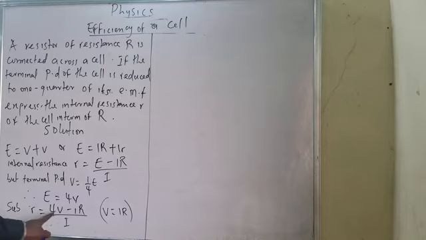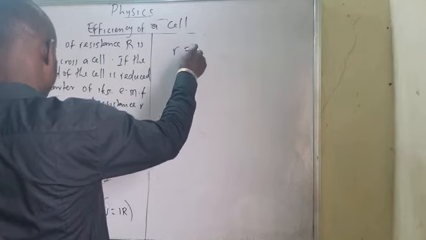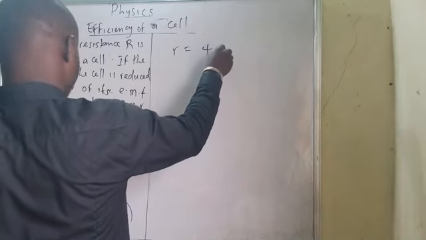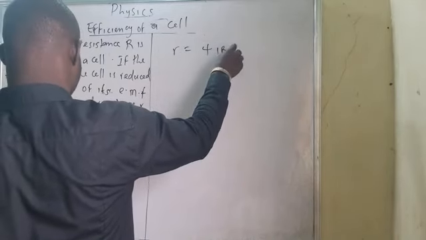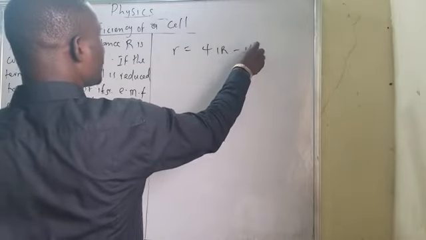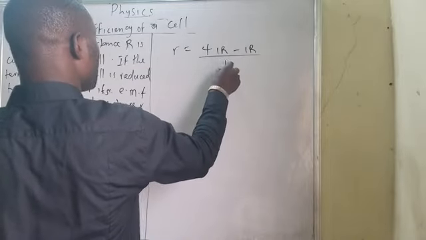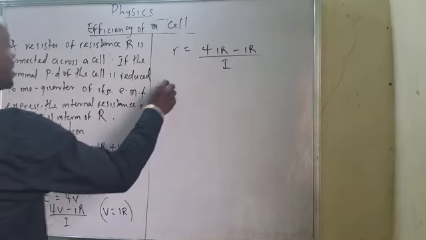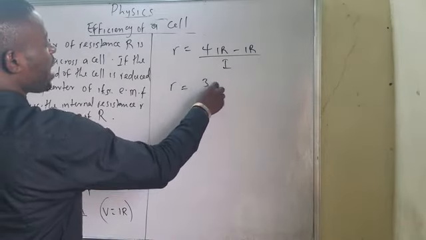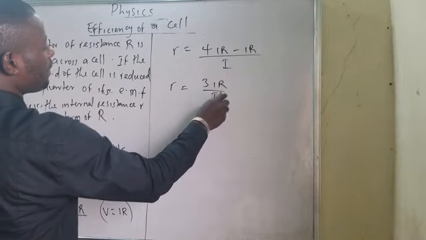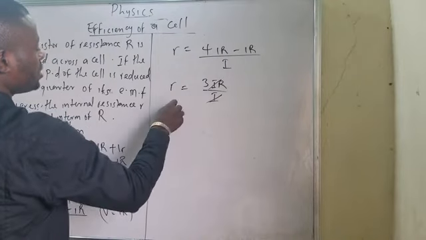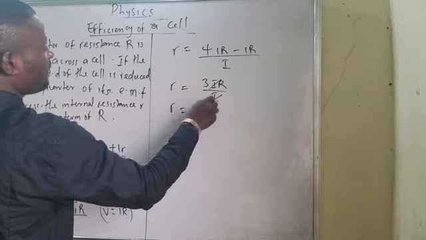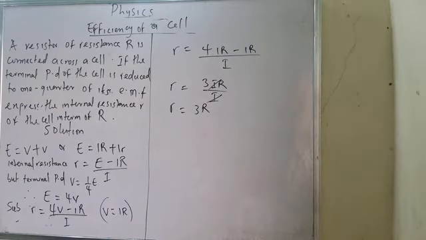Okay. Now, we all know that V equals to IR, so my r will now equal to 4IR minus IR divided by I. By so doing, my r equals to 3IR divided by I. I cancel I out, which gives 3R. That is my answer.